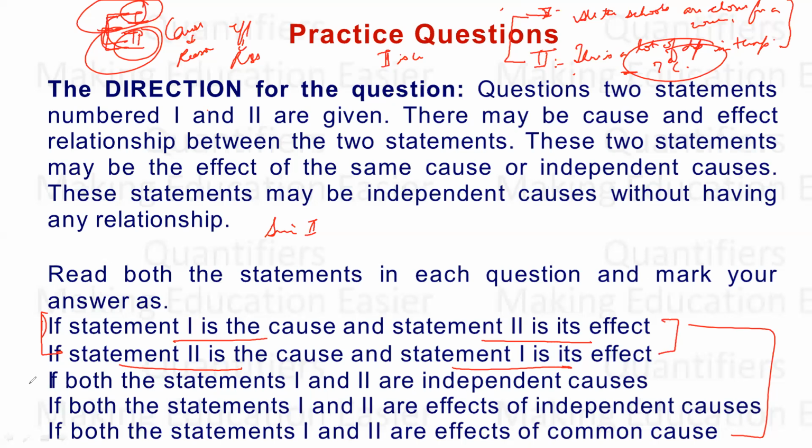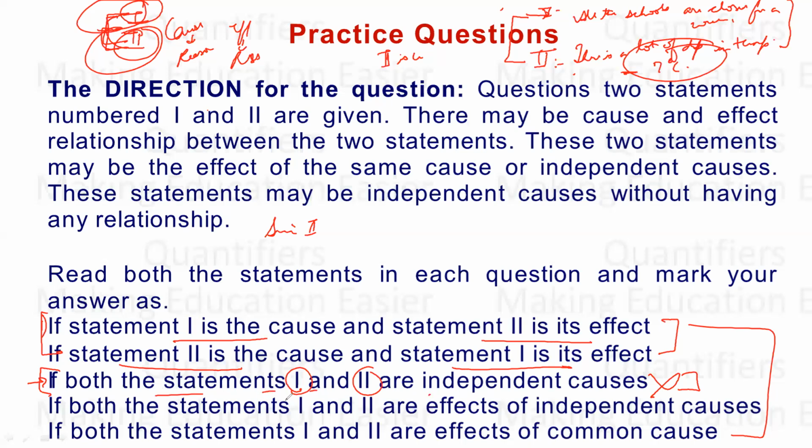Now let's understand the third option: if both statements 1 and 2 are independent causes. This is a very funny option, which is almost never the answer. It is just there in your exams to confuse you. You cannot know that 1 is the cause of God knows what, and then B is the cause of God knows what. So the chances are almost zero for it to be a correct answer, and you can safely reject this option outright.